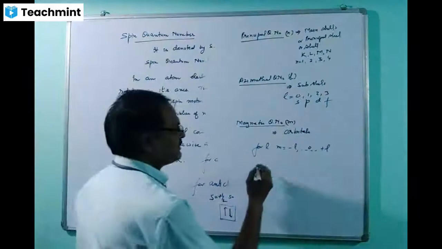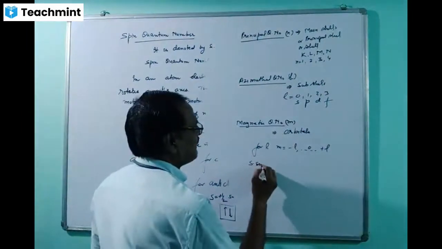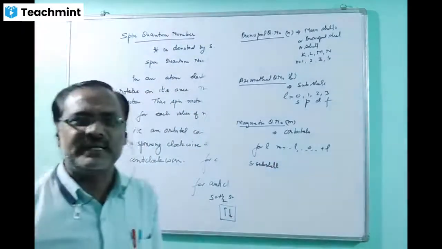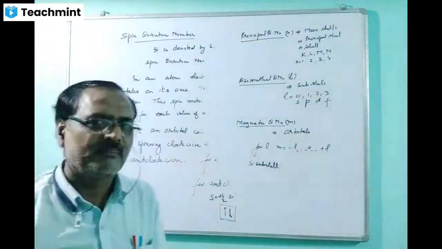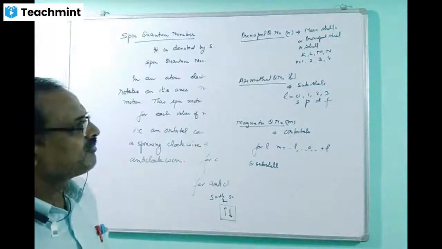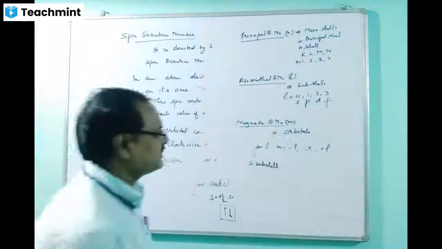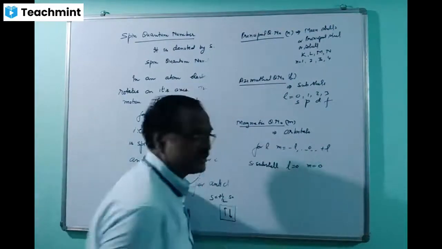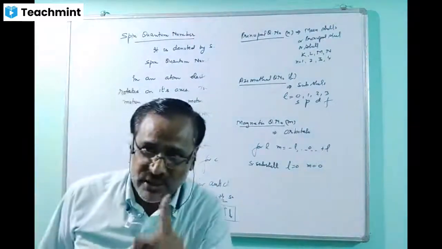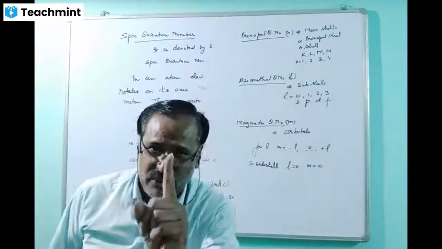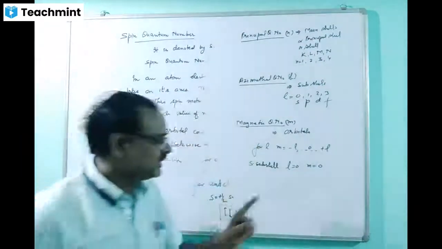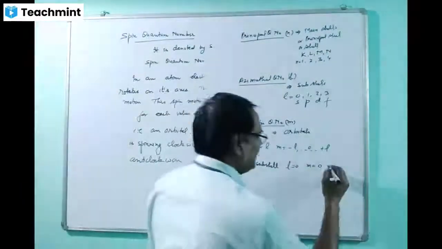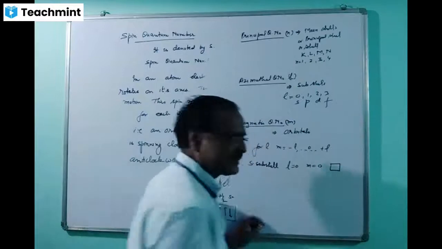If we take the S subcell, what is the value of L? 0. Yes, L is equal to 0. Then M is also 0. So now the question for you: in the S subcell, how many orbitals will there be? 1. Yes, you get one value of M, so only one orbital. So I will make one box here.